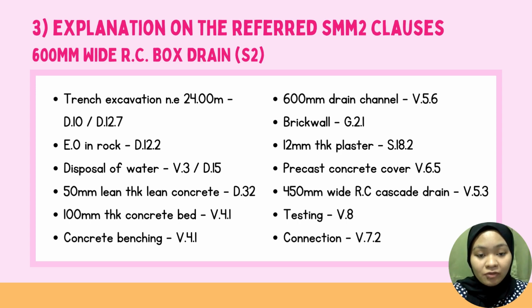Next is the 12 mm thick plaster, which is taken from the closest S.18.2. The fibrous plasterwork shall be given in square meters and measured as carried out. No deduction shall be made for voids not exceeding 0.50 meter square.